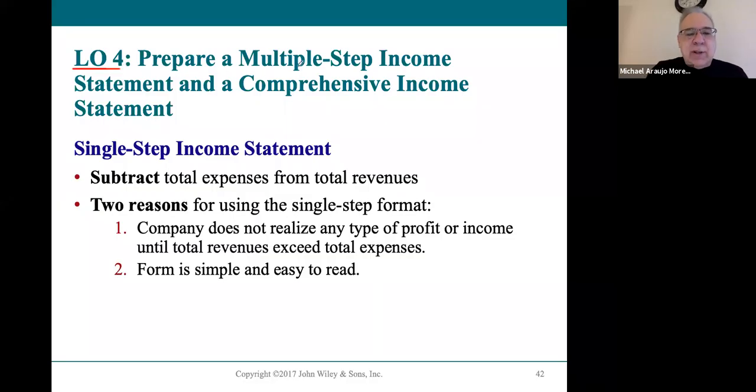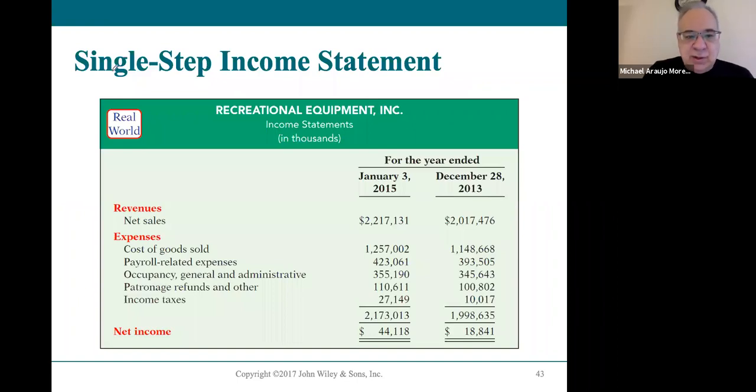Learning Objective 4 is going to introduce you to something called a multi-step income statement, which I feel is a very important statement to read. What you've been exposed to so far is what we would consider a single-step income statement, where we basically subtract all the total expenses from the total revenues, and you get your net income. It's the simplest type of way to put it together, and it's very, very easy to read. A multi-step income statement is a little bit more complex, as you'll see.